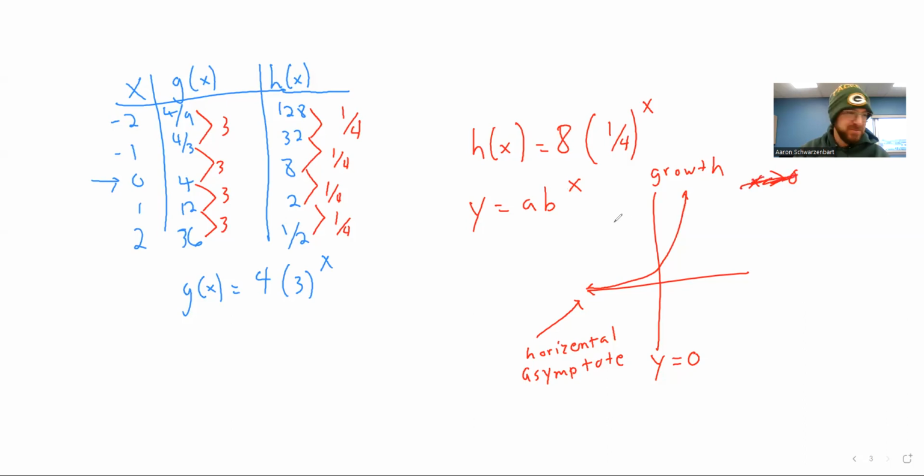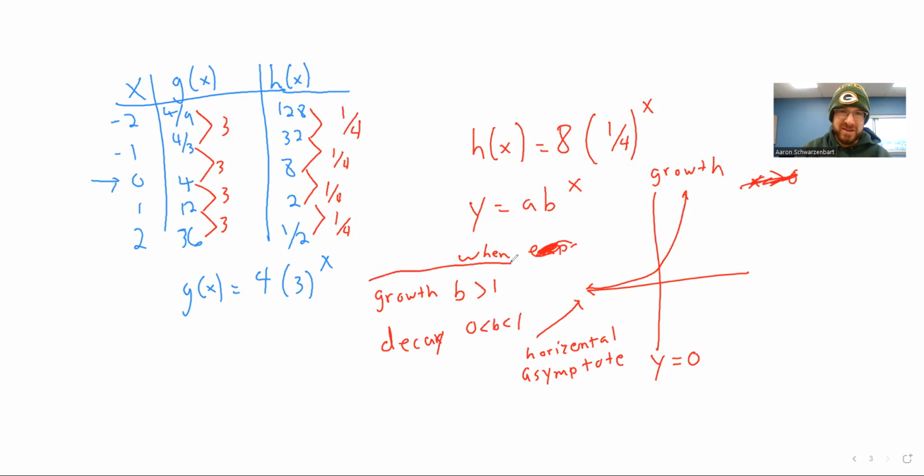Actually, I shouldn't say it that way. I should say it when the exponent is positive. So actually, we'll do it with positive x here. It is growth when b is greater than 1. It is decay when b is between 0 and 1.